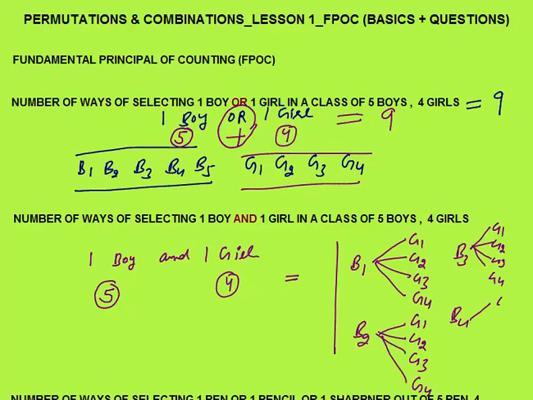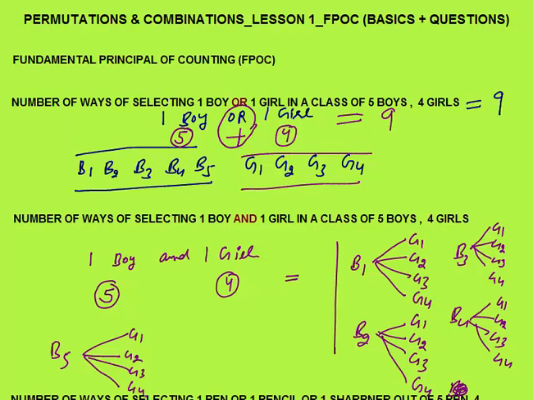Boy number 4 also can be paired with girl number 1, girl number 2, girl number 3, girl number 4. Boy number 5 can also be paired. I'm just writing here. Boy number 5 can also be paired with girl number 1, girl number 2, girl number 3, and girl number 4. You can see that each boy can be paired with any of the 4 girls.